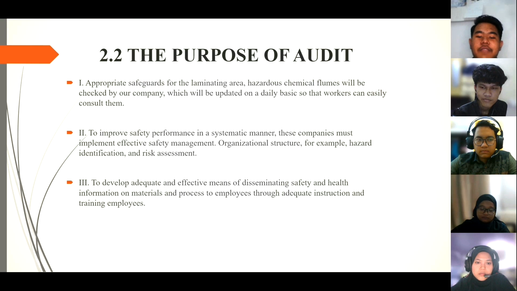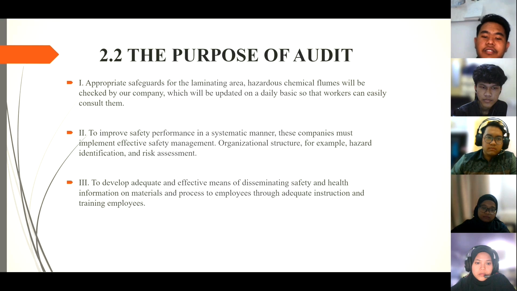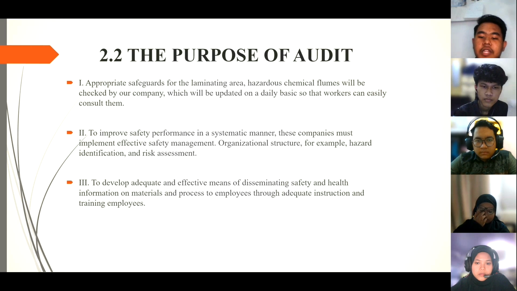Second, to improve safety performance in a systematic manner, these companies must implement effective safety management and organizational structure, for example, hazard identification and risk assessment. Third, to develop adequate and effective means of disseminating safety and health information on materials and process to employees through adequate instruction and training of employees.